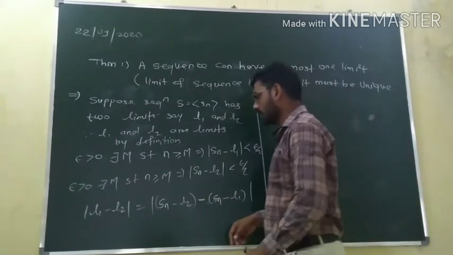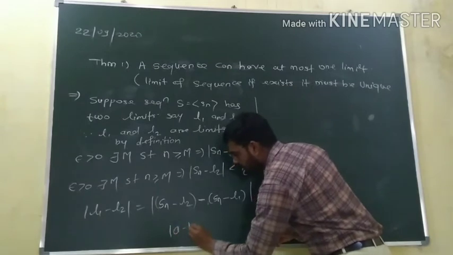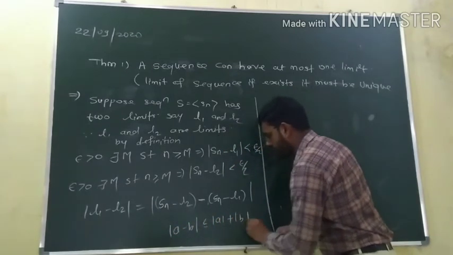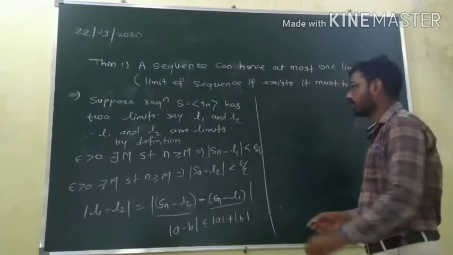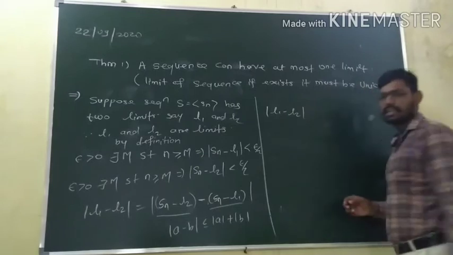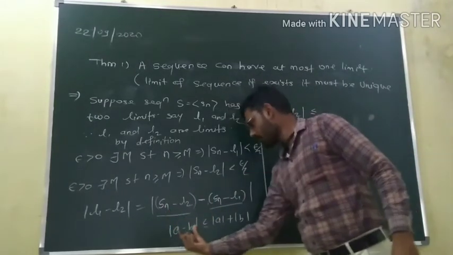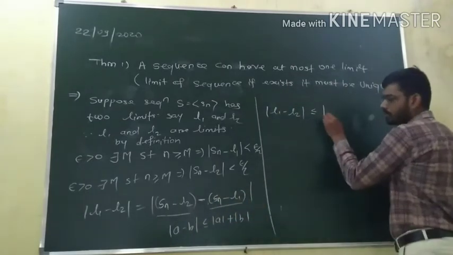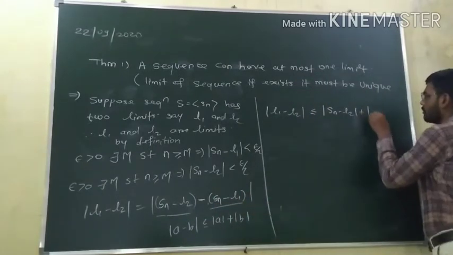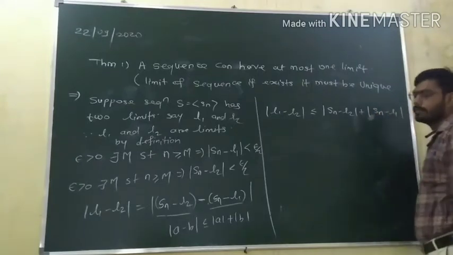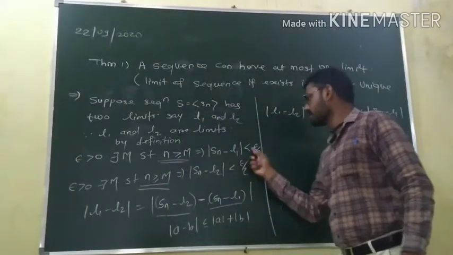Now we know the triangle law, which means the mod of A plus B is always less than or equal to the mod of A plus the mod of B. Similarly here, we can say this is A, this is B. So by using the triangle law, the mod of L1 minus L2 becomes less than or equal to the mod of the first term, Sn minus L2, plus the mod of the second term, Sn minus L1.